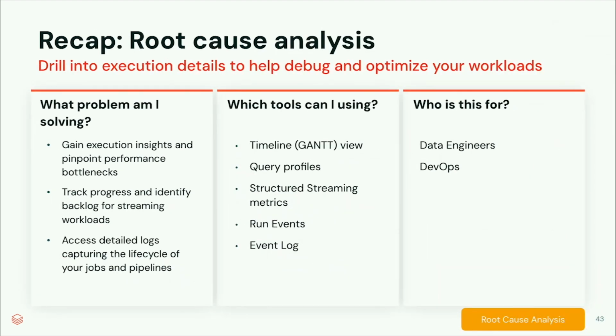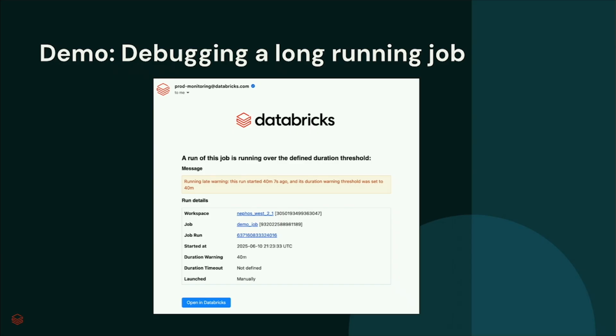All right, so let's recap on root cause analysis. We talked a little bit about understanding where something is running longer than expected and how you can pinpoint some performance bottlenecks using query profiles in the timeline view. Secondly, we talked about streaming workloads and how you can keep track of backlog. And finally, we also talked about how you can get a detailed log capturing the life cycle of either your job or your pipeline. So now I've talked a lot. I've thrown a lot of information at you. So let's put some of this into practice and do a little demo.